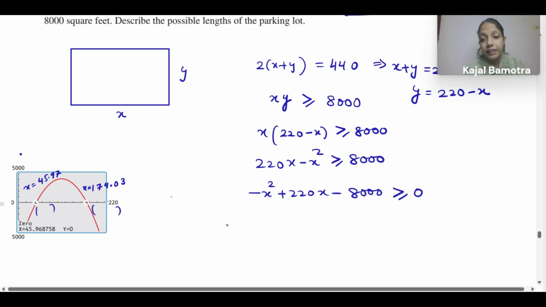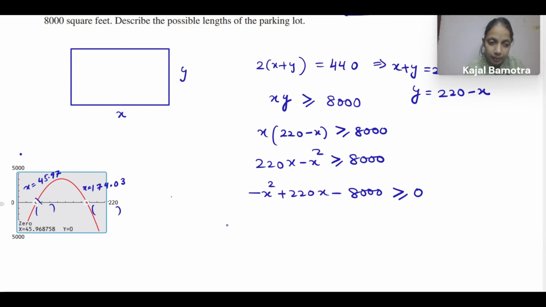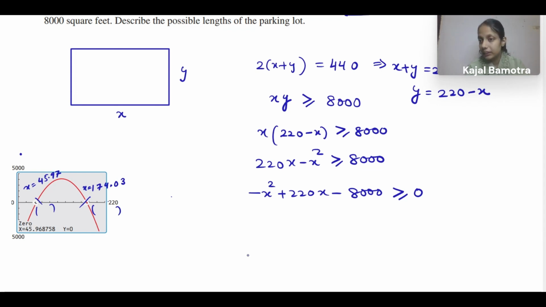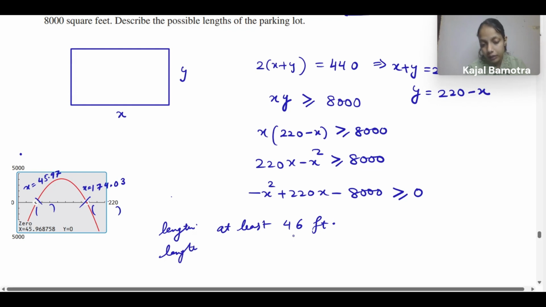And I want when it is greater than or equal to 0. That is when it is in between these two numbers. The equal to sign is there, so I can include the brackets. But these are approximate. And as I have to find at least, the minimum length can be at least 46. What are the units? Feet. 46 feet. And what is the maximum length possible?